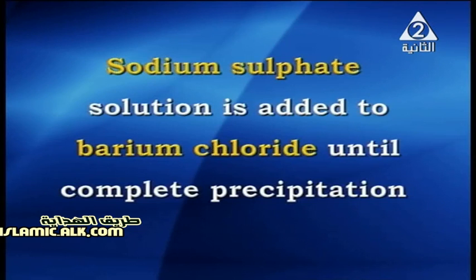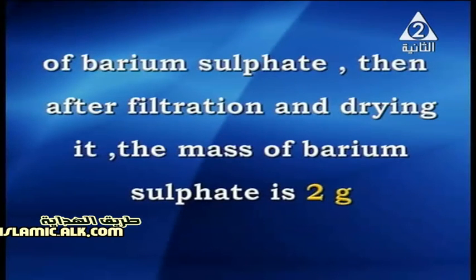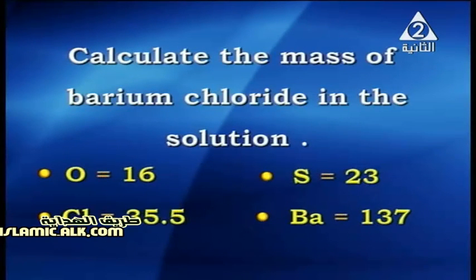For example, sodium sulfate solution is added to barium chloride until complete precipitation of barium sulfate. Then after filtration and drying it, the mass of barium sulfate is 2 grams. Calculate the mass of the barium chloride in the solution. Here, the atomic mass of oxygen equals 16, sulfur equals 32, chlorine equals 35.5, and barium equals 137.